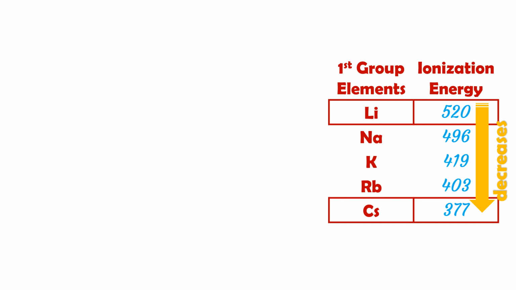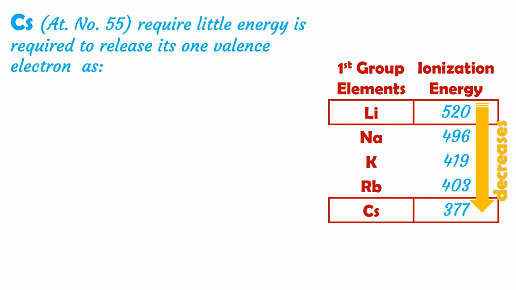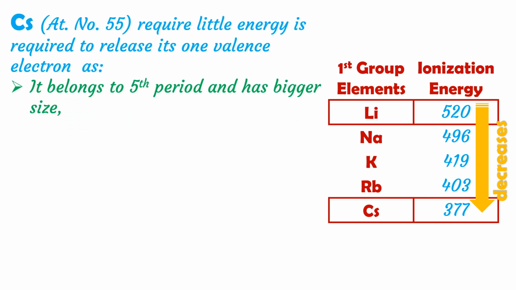Cesium has atomic number 55. It belongs to the sixth period and belongs to the first group. So its valence shell must have one electron. So the remaining electrons are in the inner shells.